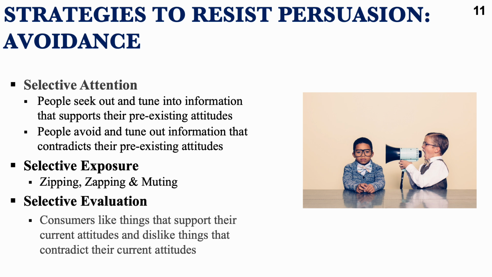We know, because we've talked about it before, that you can engage in selective exposure. So, controlling what you're exposed to. Examples of that when you're watching TV: you're zipping, you're zapping, and you're muting. And then another avoidance tactic is to engage in what they call selective evaluation, where you like things that support your current attitudes and dislike things that contradict your current attitudes, right?